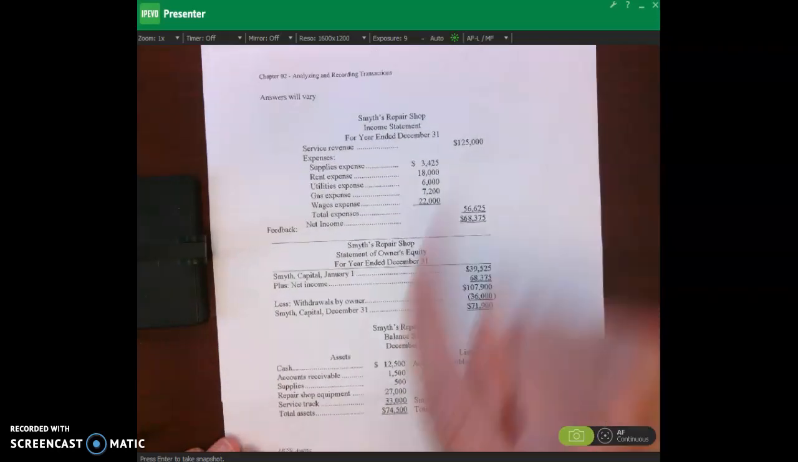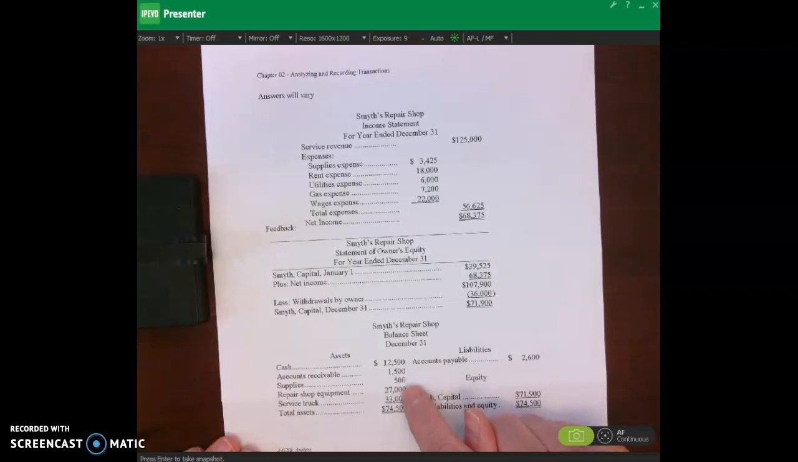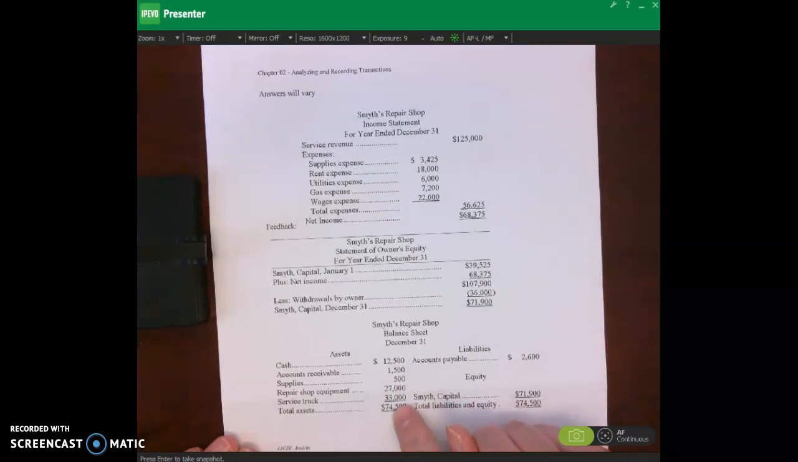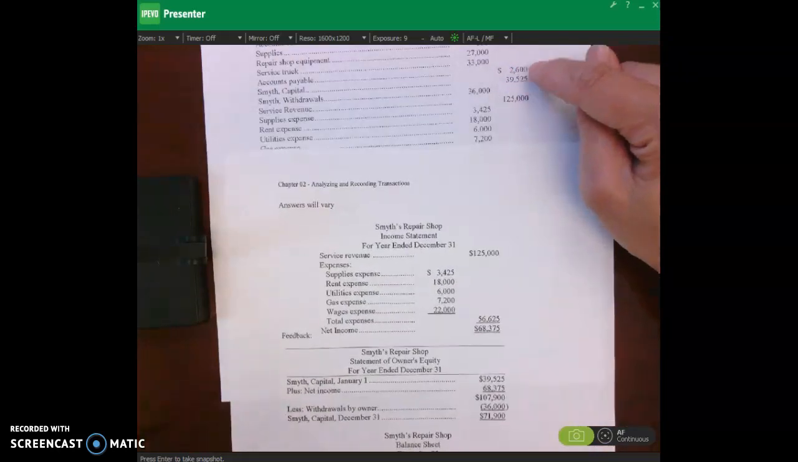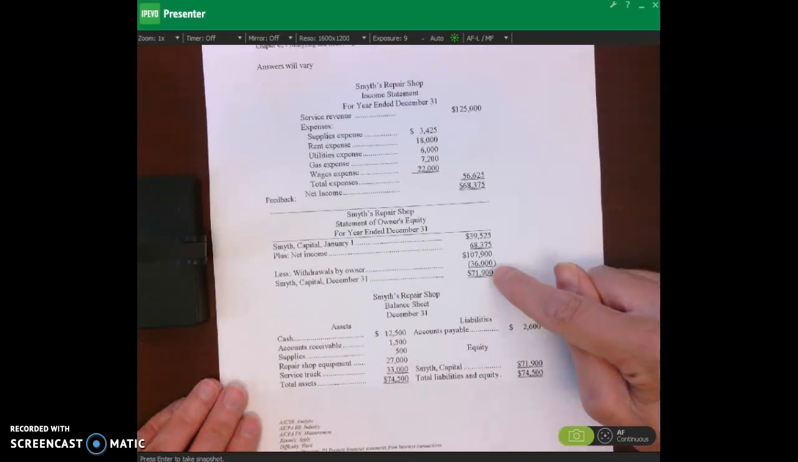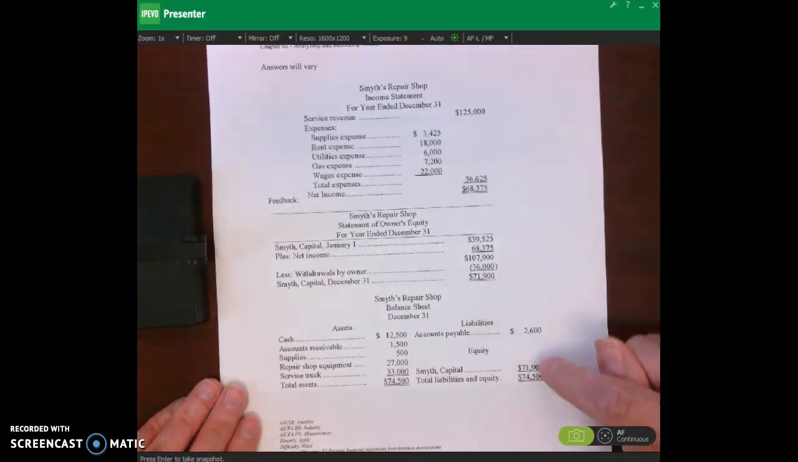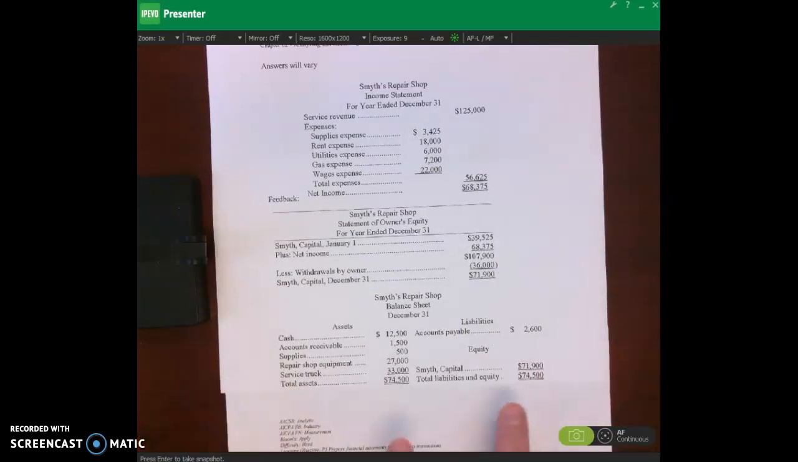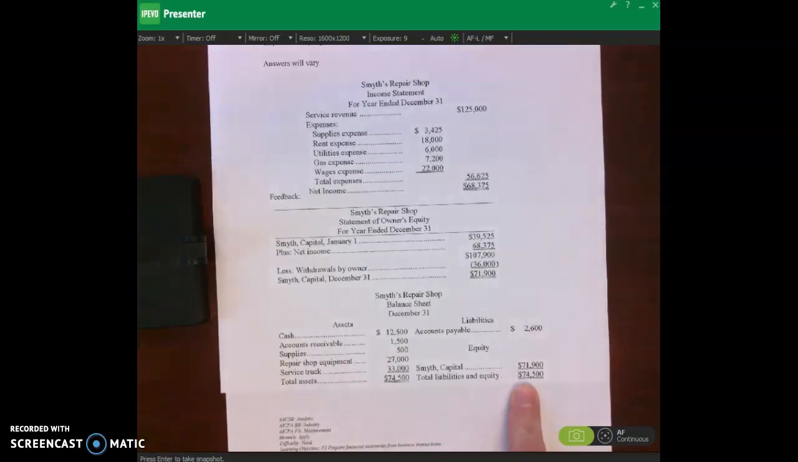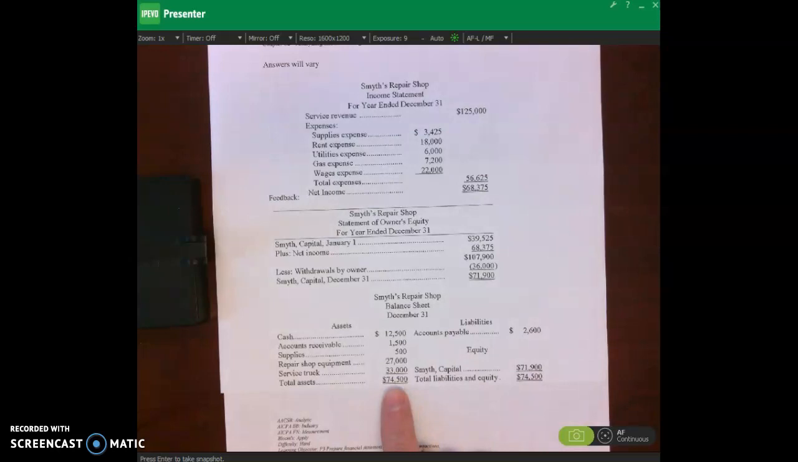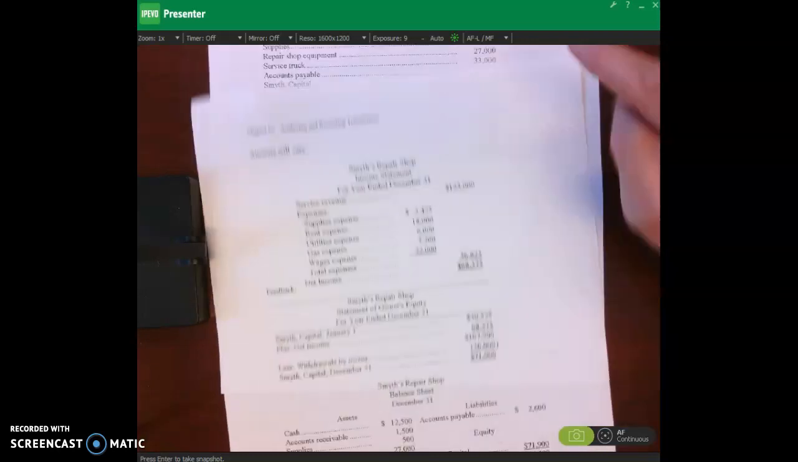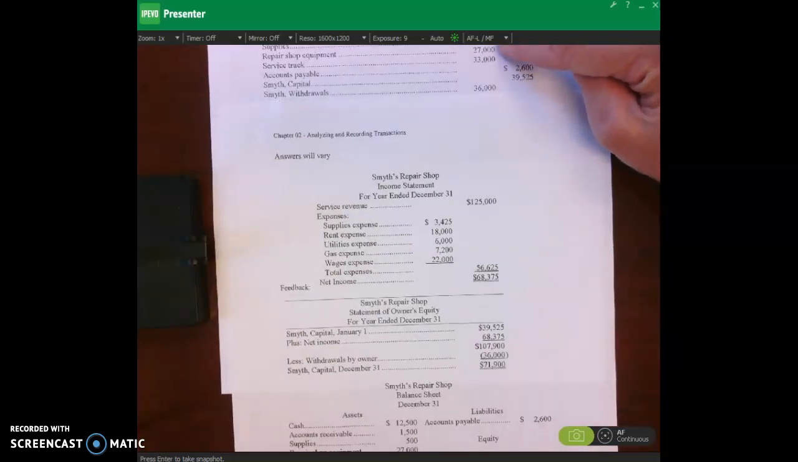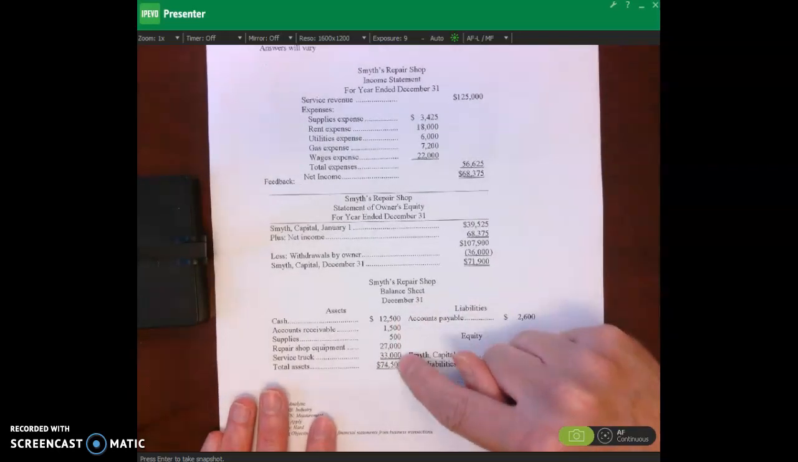And look, we have our cash, accounts receivable, supplies, repair shop equipment, and service truck. We add those together, and we get total assets right there. Then we pull in our accounts payable, which is our only liability, plus our equity, which is our owner's capital, $71,900. We add those two, which gives us total liabilities and equity of $74,500, and that balances to our total assets. Let me go back through and make sure you understand where I got these asset numbers: cash right up here, accounts receivable, supplies, repair shop, and then service truck, all the way down.